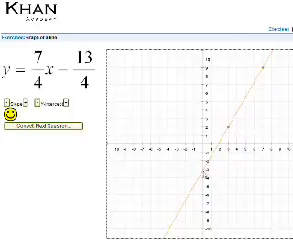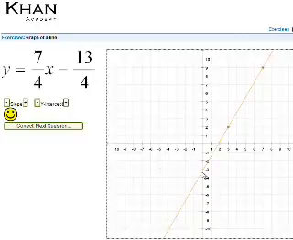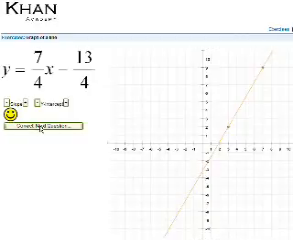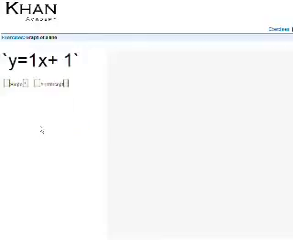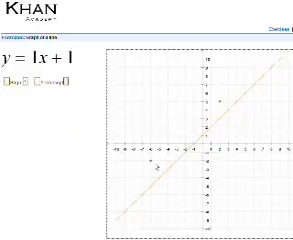And it intersects the y-axis at -13/4. That's a little more than -3, which you can see right there. Let's see if we can do another one. And if you want, we can assign this module to you, and you can play with it just like I'm doing right here. So let's see. The line that we want to get will go something like that.